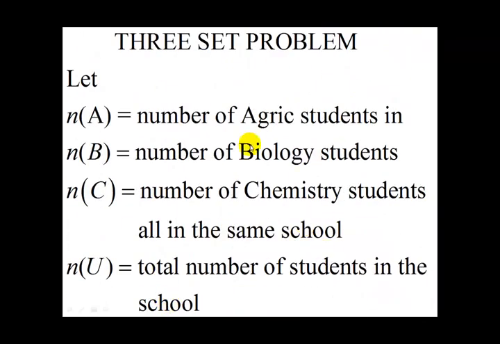Now let's consider the three set problem. Let number of A be the number of agric students, number of B be the number of biology students, number of C be the number of chemistry students, all in the same school, and number of U equals the total number of students in the school.